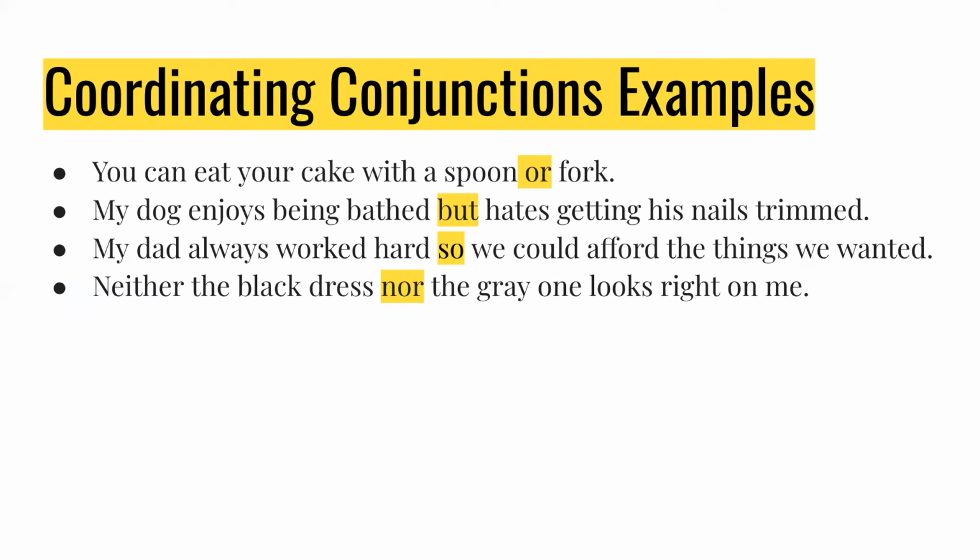The third sentence, my dad always worked hard so we could afford the things we wanted. So continues the two independent clauses. And our last sentence, neither the black dress nor the gray one looks right on me. So here, nor compares the black dress with the gray one.